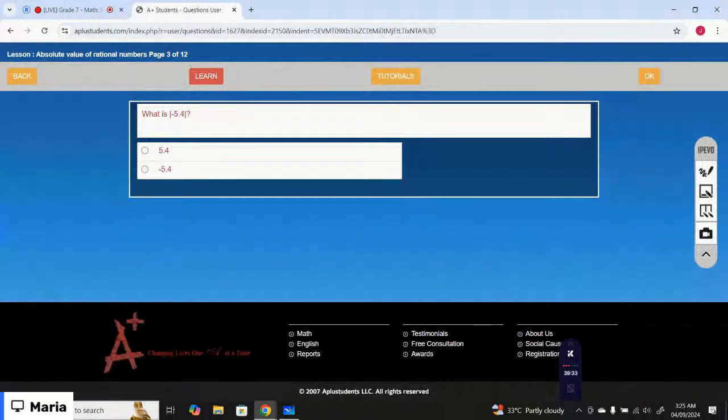What is the absolute value of negative 5.4? So which is the correct option? The correct option is 5.4. The absolute values are all the positive values. So option number 1 is the correct option.